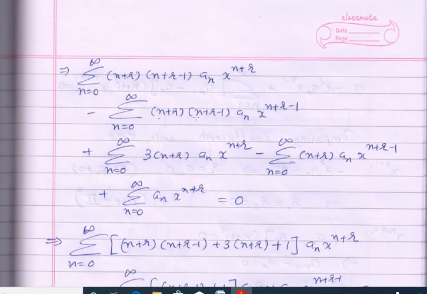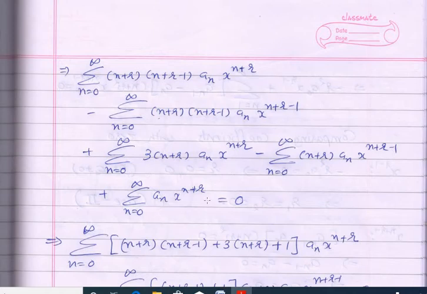So we are going to write it in simple form. Σ n running from 0 to infinity (n + r)(n + r - 1) a_n x^(n+r), minus Σ n running from 0 to infinity (n + r)(n + r - 1) a_n x^(n+r-1). In the same manner, 3x multiplied with y' will give you 3 Σ (n + r) a_n x^(n+r), and 1 into y', that will be minus Σ n running from 0 to infinity (n + r) a_n x^(n+r-1). y remains as it is.